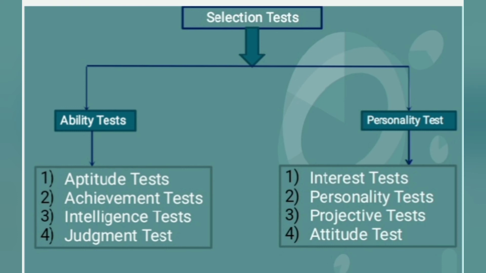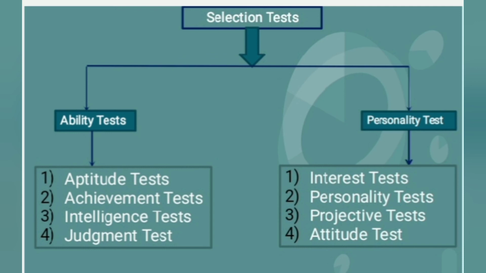Intelligence test is the psychometric test where some logical questions will be given to the candidates and intelligence is tested. Judgment test: some situations will be given to the candidates and the candidate will assess that situation and provide the judgment for that situation.